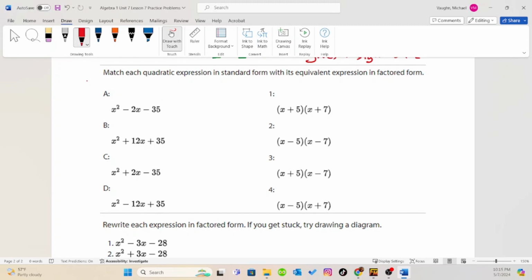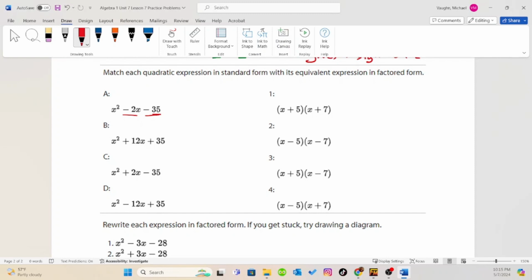Next practice problem. Match each quadratic expression in standard form with its equivalent expression in factored form. So if we look at A, we know that we need factors of 35 that are separated by 2. So we're going to have opposite factors. One will be plus, one will be minus, and the larger one will be the negative.